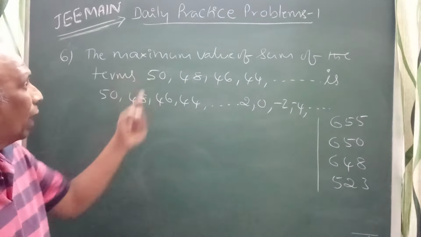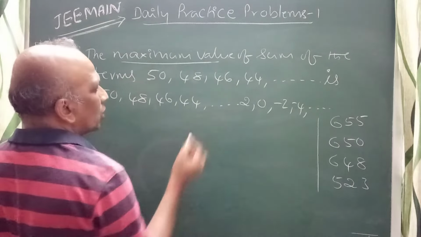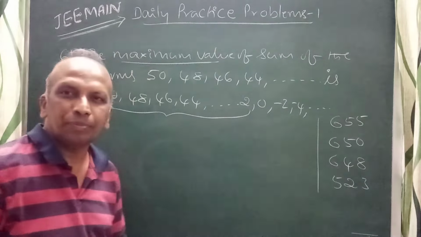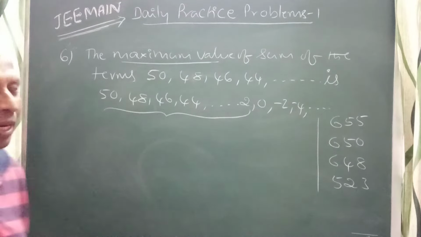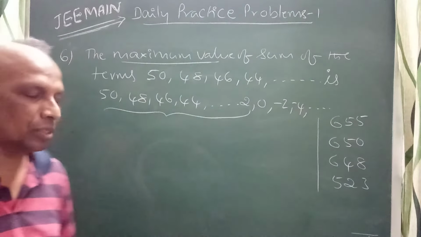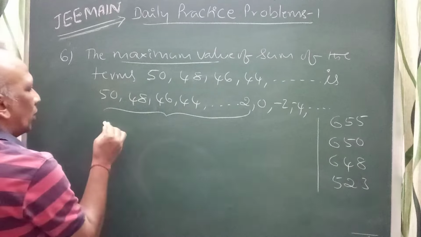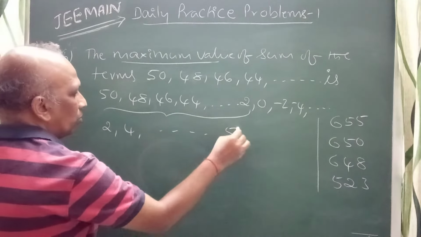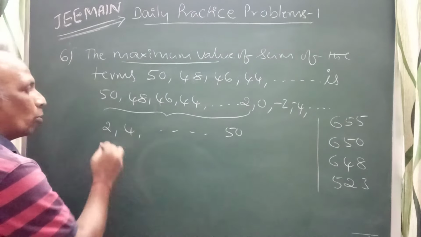But they are asking for the maximum value. When they are asking for the maximum value, I should consider the series only up to here, from 2 to 50, right? From 2 to 50, even numbers: 2, 4, up to 50. Correct. So how many numbers do we have?